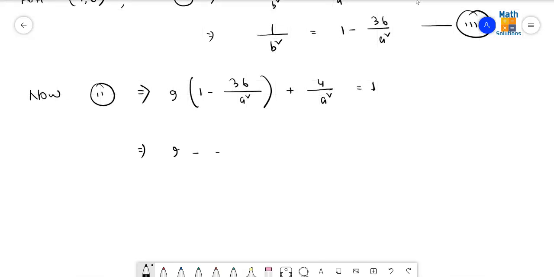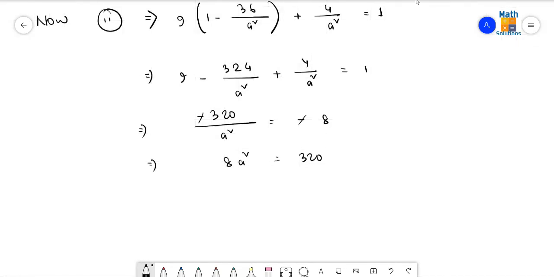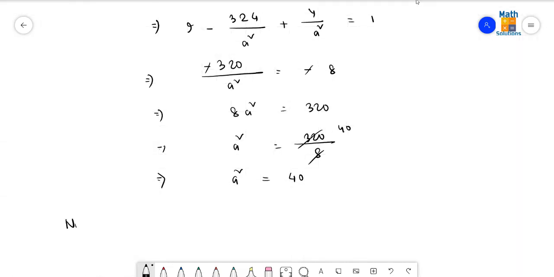So 9 minus, I shall be putting 324 by a square plus 4 by a square is equal to 1. The result will come as 320 by a square with minus sign, then minus 8. Minus got cancelled. So I get 8a square equals to 320. Then after, a square will come as 320 by 8. Let's do cancellation. So I get here a square as 40. So let us put this result.